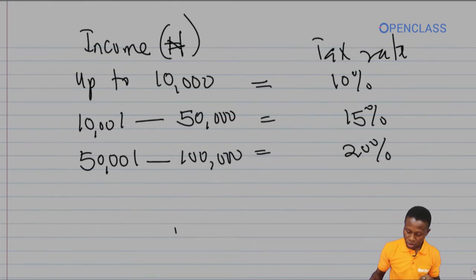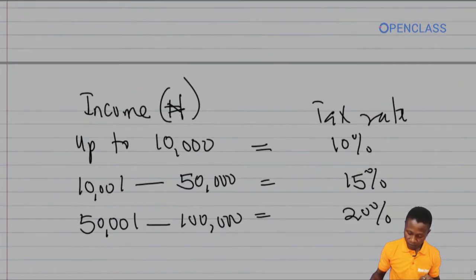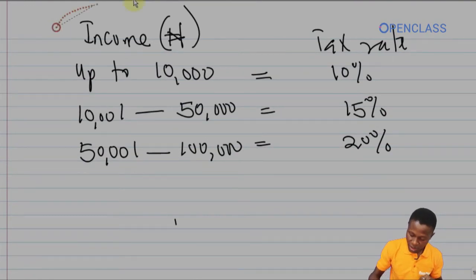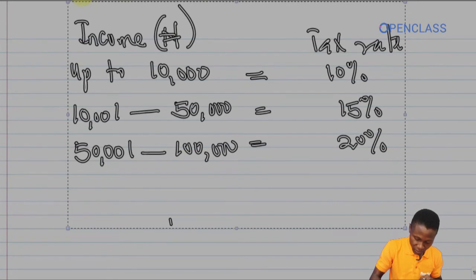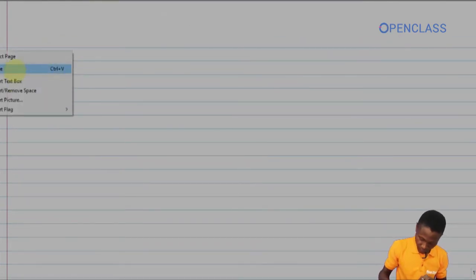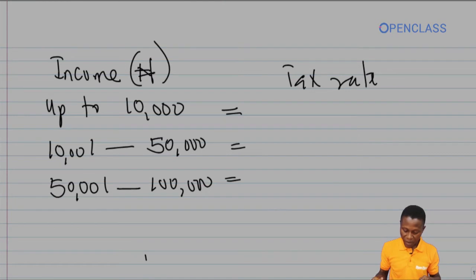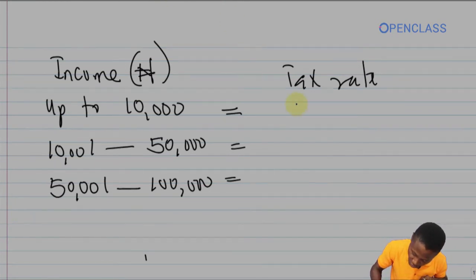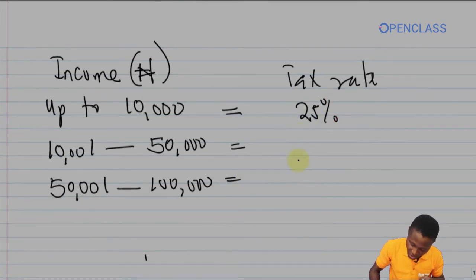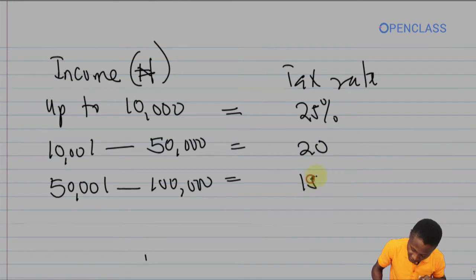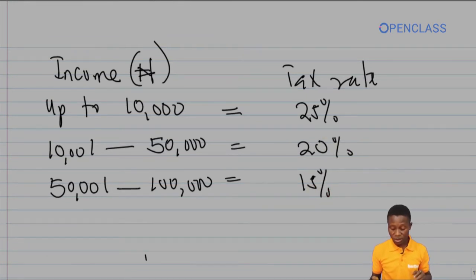Now, the last one is called the regressive. Let me give you an instance. I'm going to use the same example to illustrate. So let us assume that we have it this way. For those who are paying up to 10,000, if these are paying 25%, and the next set of people here are paying 20%, and these people are paying 15%, then such a tax system is said to be what? Regressive. So let's go back to our question.